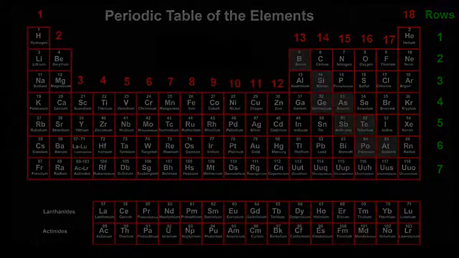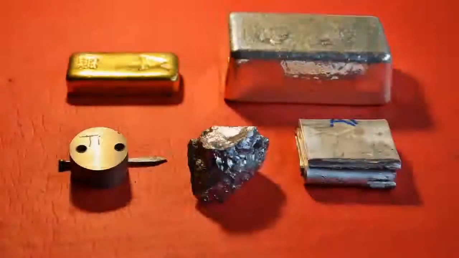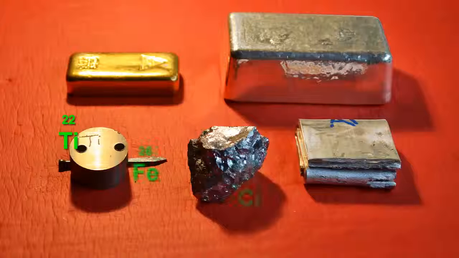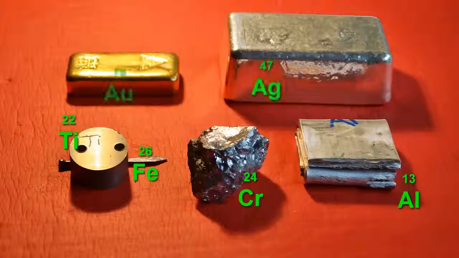What is a metal? Here's a few: titanium, iron, chromium, aluminium, silver, and gold, with the atomic numbers above the symbols. Have you noticed that these metals are shiny and solid? They all are, well, except for liquid mercury.